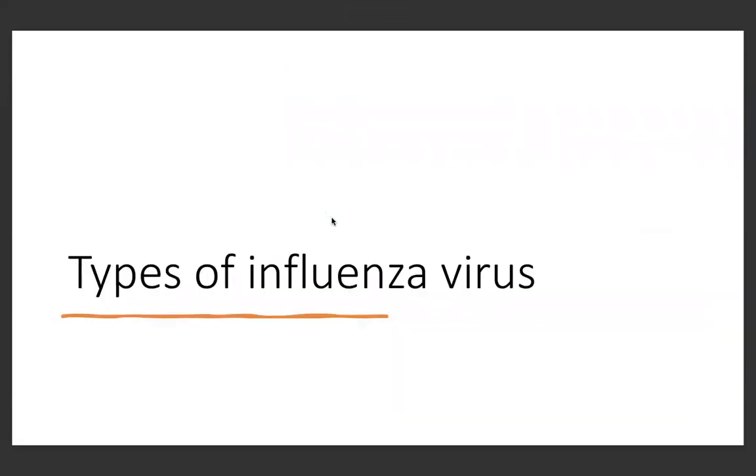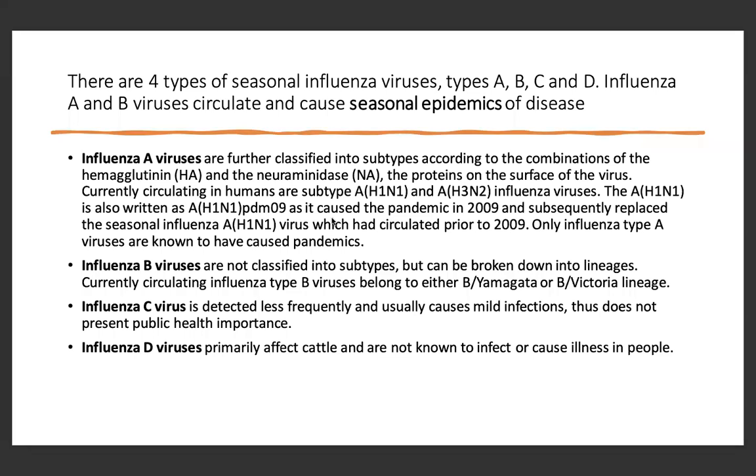Types of influenza virus. There are four types of seasonal influenza viruses: type A, B, C, and D. Influenza A and B viruses circulate and cause seasonal epidemics of disease. Influenza A viruses are further classified into subtypes according to their combination of the hemagglutinin and neuraminidase, the proteins on the surface of viruses. Currently circulating in humans are subtype A H1N1 and A H3N2 influenza viruses.